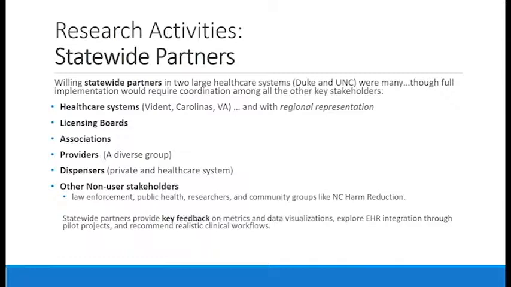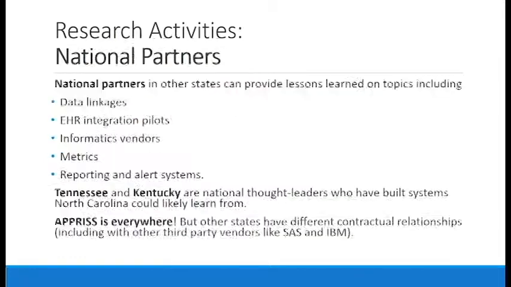And then there's a whole lot of non-user stakeholders. We don't get to have accounts, but law enforcement, public health, researchers using this data, community groups like NC Harm Reduction. There are a lot of folks using this data, looking at aggregate metrics, who aren't in the system. And all those folks have an interest in the outputs and data quality of the system.